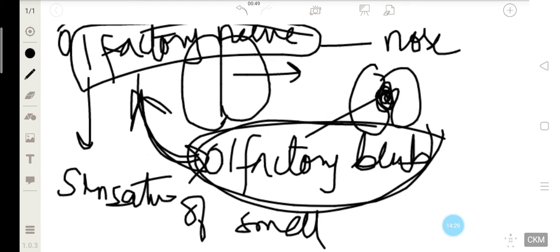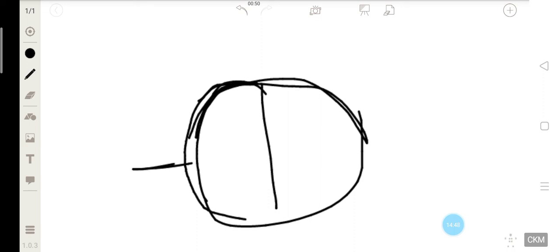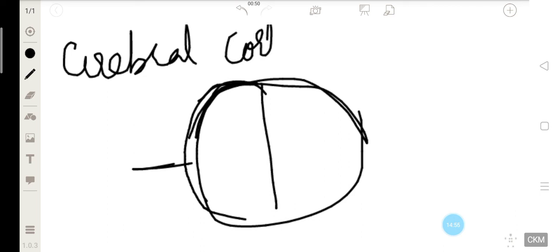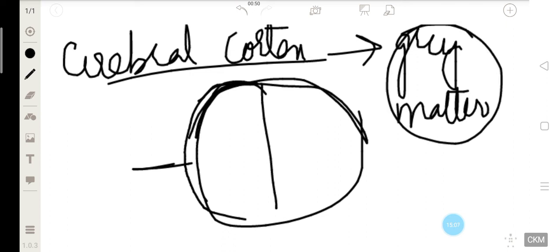Now let's see what is next. The upper layer of the cerebral hemisphere is known as the cerebral cortex. That is known as what? Cerebral cortex. Basically, this cerebral cortex is made up of gray matter. Now, what is gray matter?